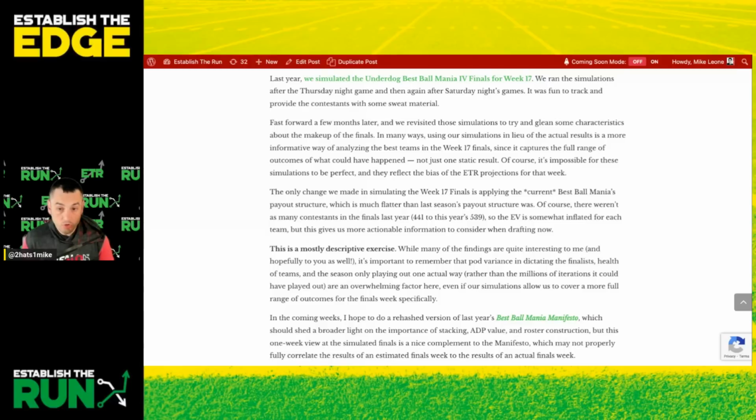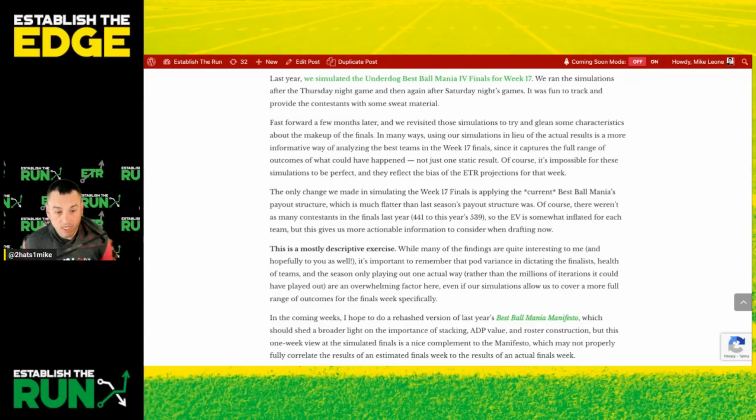We have new ADPs, we have new rookies, we have the field doing different things based on what happened last year. So you always have to be a little bit careful. I know one thing last year that I looked at, even though 2 quarterback teams in a vacuum seemed better than 3 quarterback teams in a vacuum, when I did the Best Ball Manifesto last year, I should say, prior to drafting in Best Ball Mania 4.